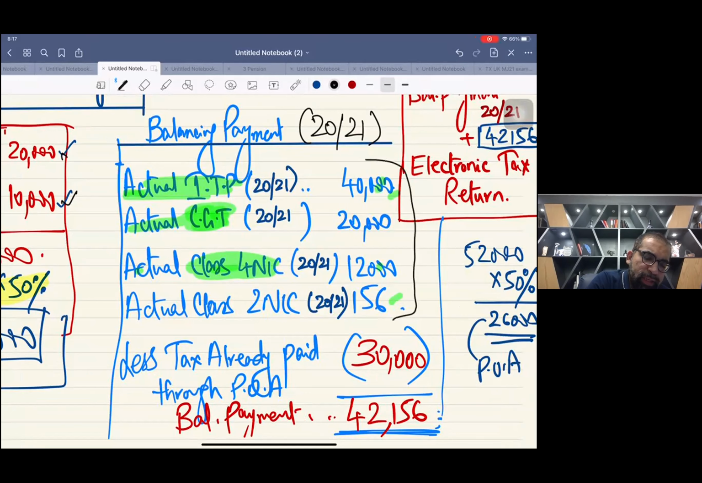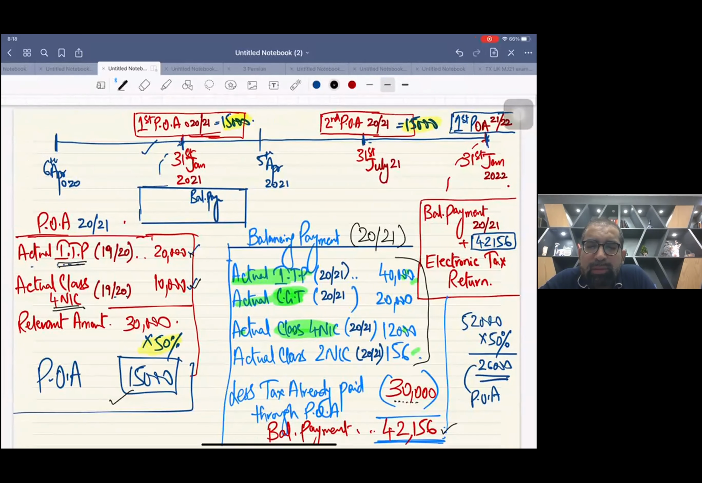And now some tax you have already paid through POA. This will be deducted. So you will get a balancing payment. This balancing payment will be done for 2021 on 31st January 2022, right?